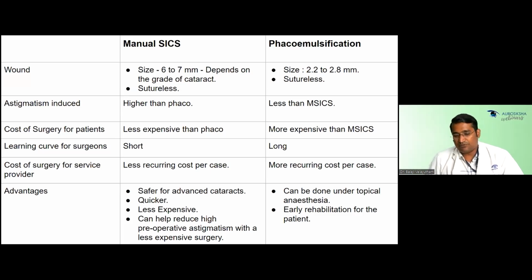The basic advantages of doing a small incision cataract surgery is it is safer for advanced cataracts, it is quicker, less expensive, and can help reduce high preoperative astigmatism with a relatively less expensive surgery. Here, the advantages of phacoemulsification is it can be done under topical anesthesia, and the patient can get back to work even quicker than with a manual small incision cataract surgery. If you want to correct high astigmatism in phacoemulsification, you might have to go for a toric IOL, which could make the surgery a little expensive when compared to a manual small incision cataract surgery.